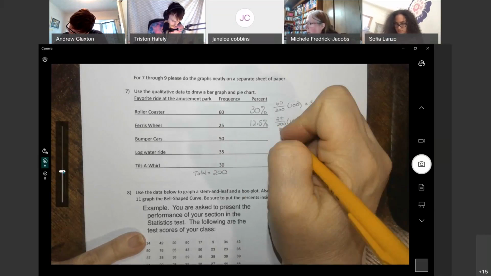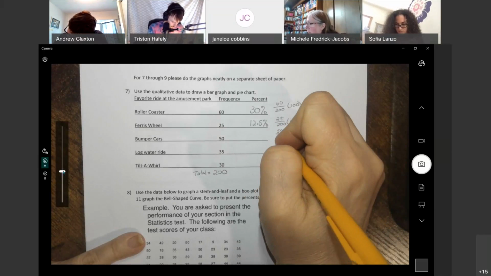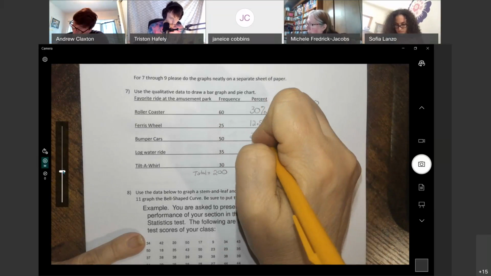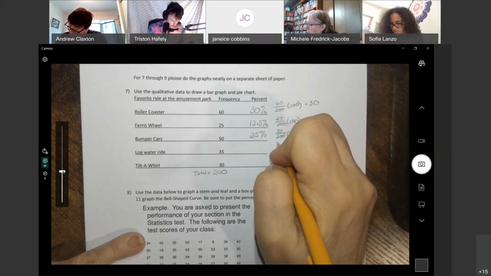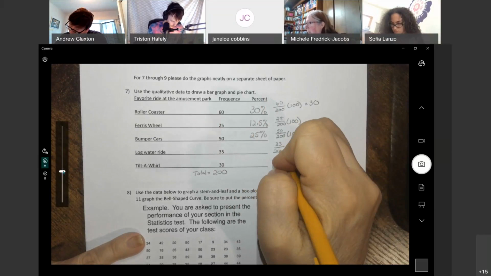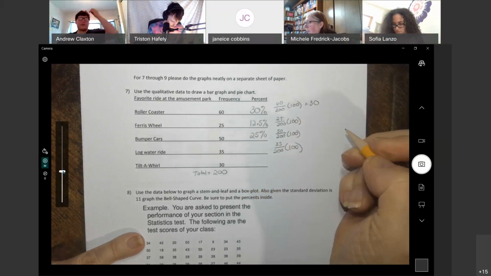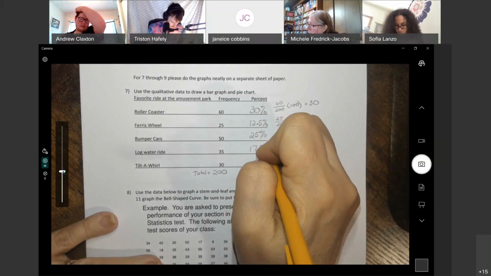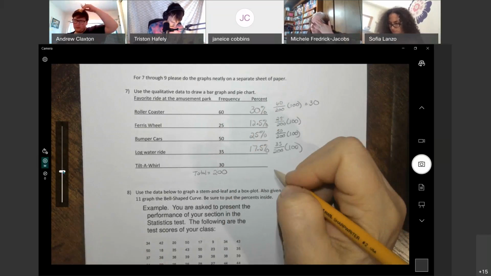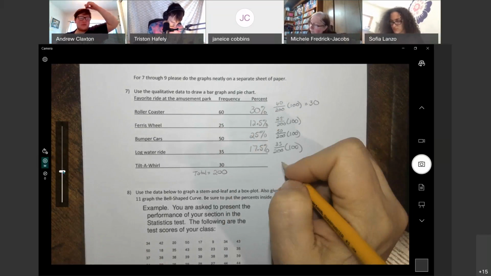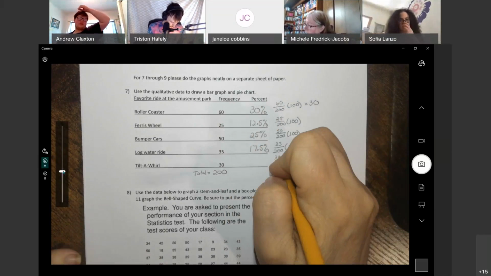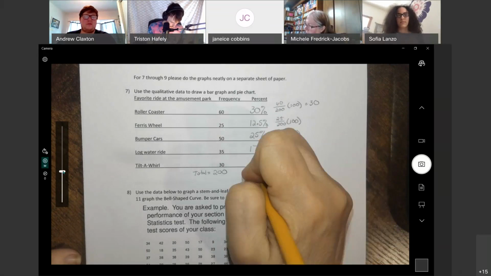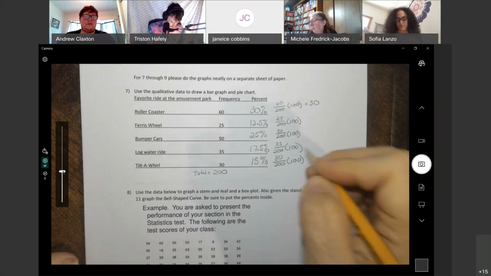50 divided by 200 times 100 is 25. 35 divided by 200 times 100 is 17.5. The reason, I'll show you why I didn't round. 30 divided by 200 times 100 is 15. Okay, so on this one, I didn't round.